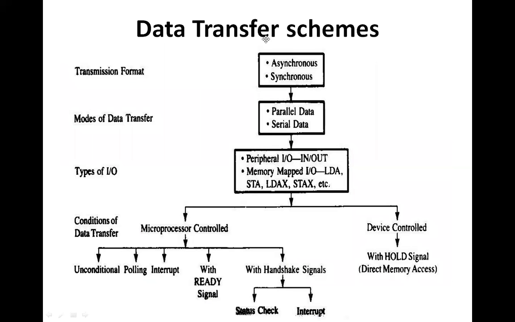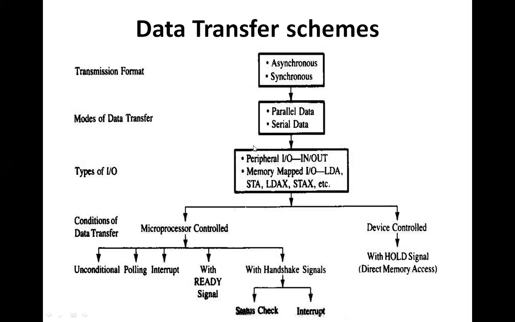Now, in processor based data transfer, we have many schemes. One is unconditional data transfer. Second one is polling. Third one is interrupt driven data transfer. Fourth one is using ready signal. And fifth one is with the handshake signal. Handshake signal is again divided into two parts. One is a status check, and the next one is the interrupt. And in case of device control data transfer scheme, we will be using the direct memory access data transfer scheme with the help of the hold signal.